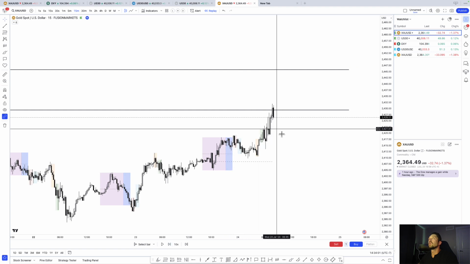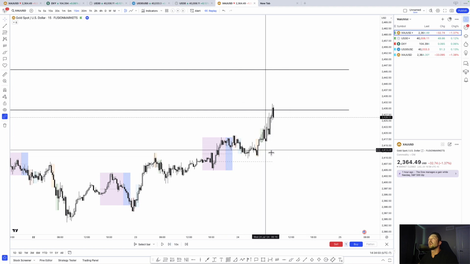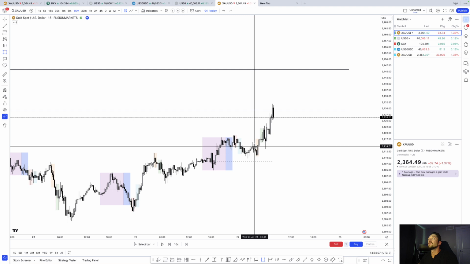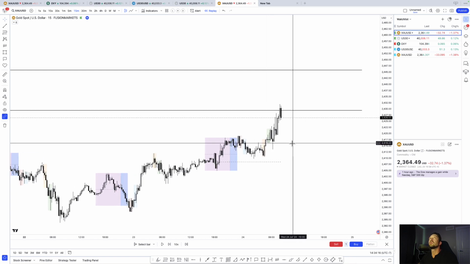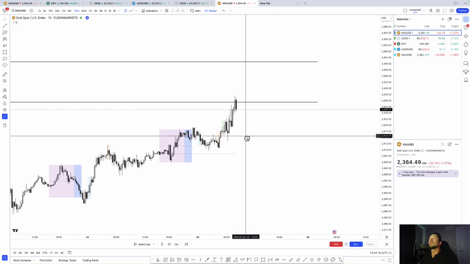But this one would have been a nice 3R and whatever amount of pips it was, but I would have likely did something along the lines of here, put an order under this low, and that would have been the buy. But again, I choose to sit these out. There's really nothing to this.